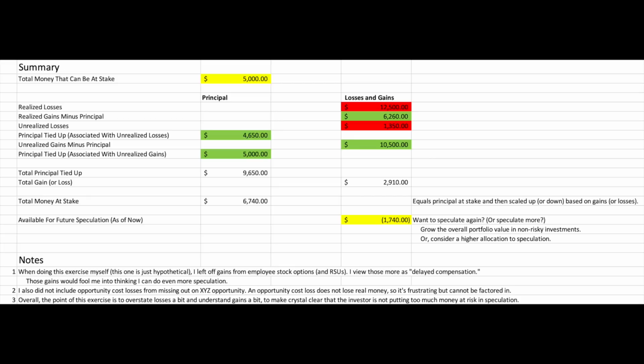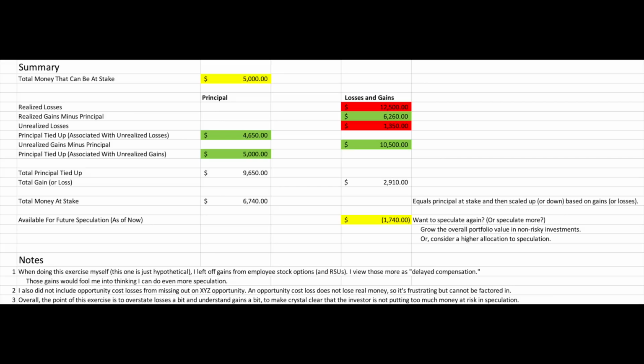And then what has been the total gain or total loss? Well, what I do is I put a negative sign next to the red cells and a positive sign next to the green cells. And it turns out that, hey, after all of this speculation over the years, I've got a total gain of $29.10.